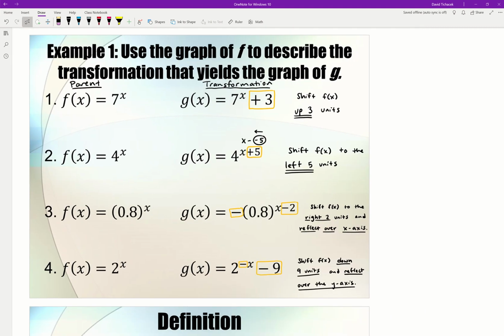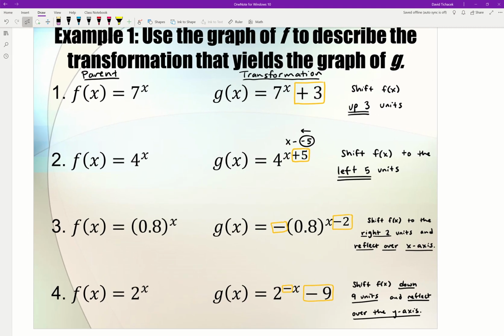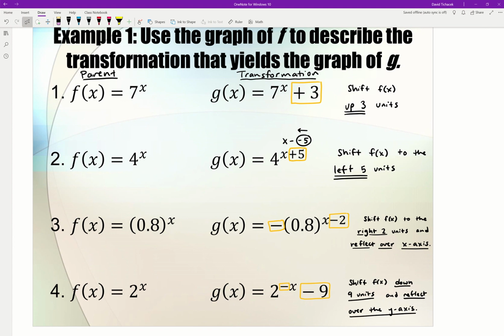I'm just going to go ahead and plug this up here as well, just because we've done similar problems to this before. If you want to pause the screen and read through what you're looking at here, I think that would be a good exercise for you. Here it just says in the directions, use the graph of f to describe the transformation that yields the graph of g. So we'll go one by one here.